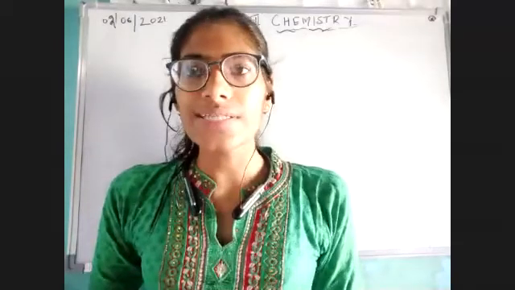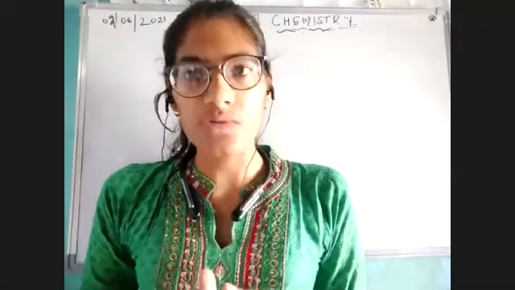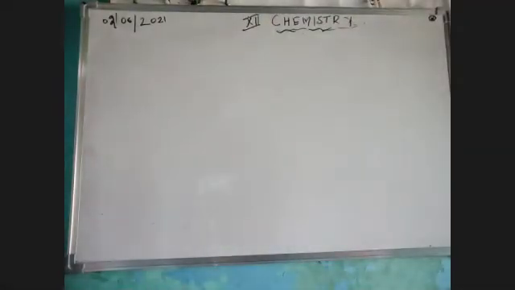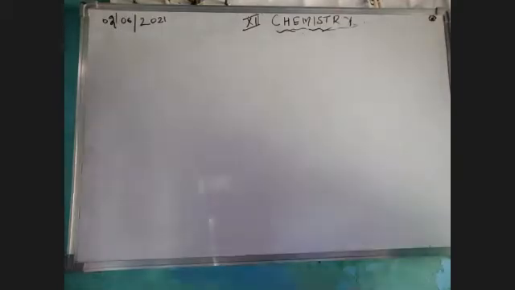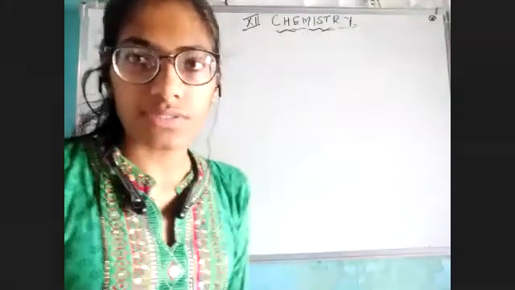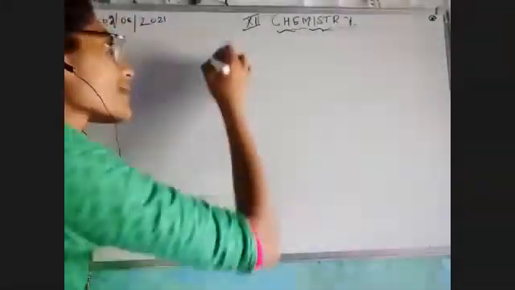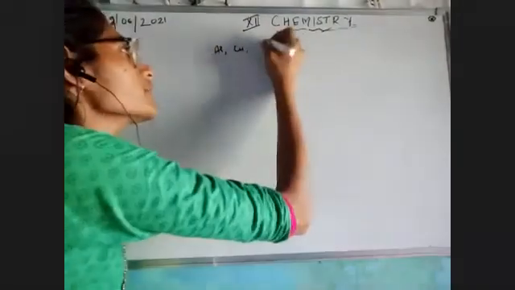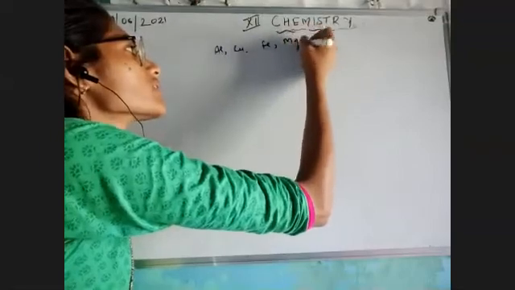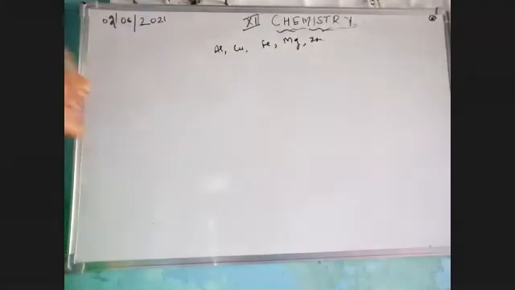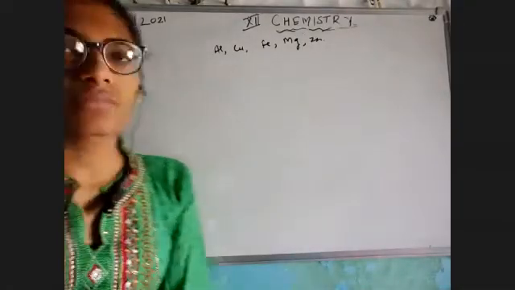So we will have your doubt session. Okay, let's begin. The first question in your NCERT exercise is, we need to arrange the metals in the order in which they displace each other from the solution of their salts. We have been provided aluminium, copper, iron, magnesium, and zinc. We need to arrange them so that they can displace each other from the solution.